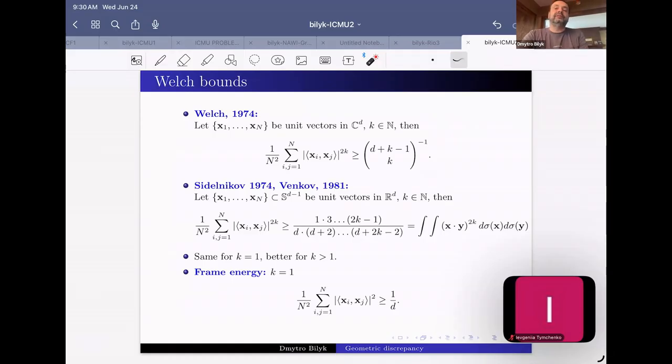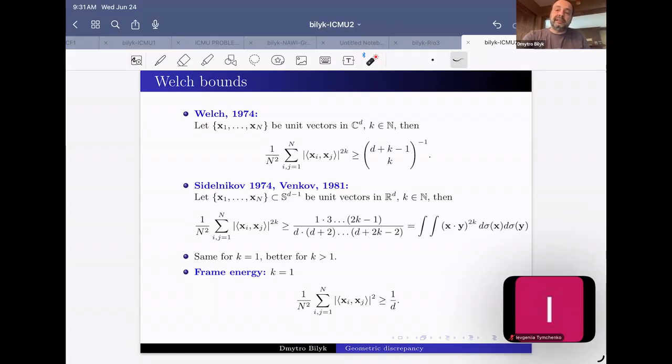In fact, let me jump to the end of the slide. If you take k equal to 1, so these are just squares, then this is also known as frame energy. So this arises a lot in finite dimensional harmonic analysis, or applied harmonic analysis, and information theory and signal processing. The minimizers of this sum, the cases when you get equality, are exactly the so-called tight frames. I will not go into that topic, but that's also a very interesting direction. It's a big theory, the so-called frame theory, which you might have heard about.